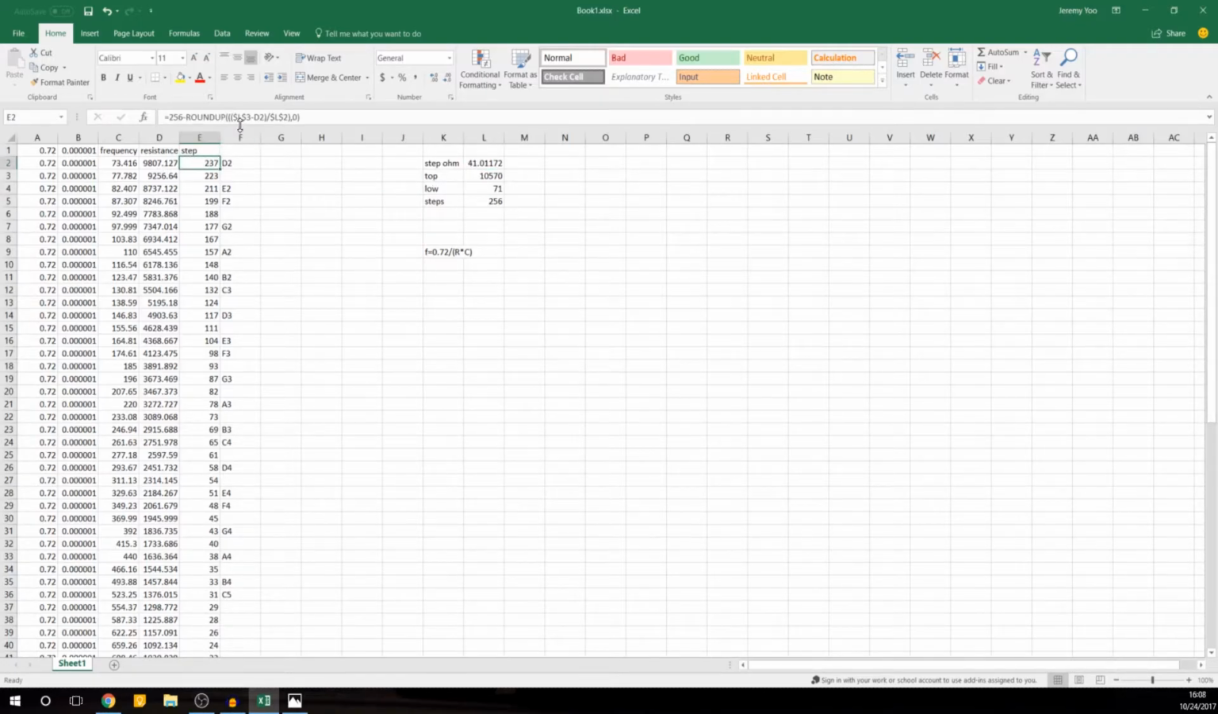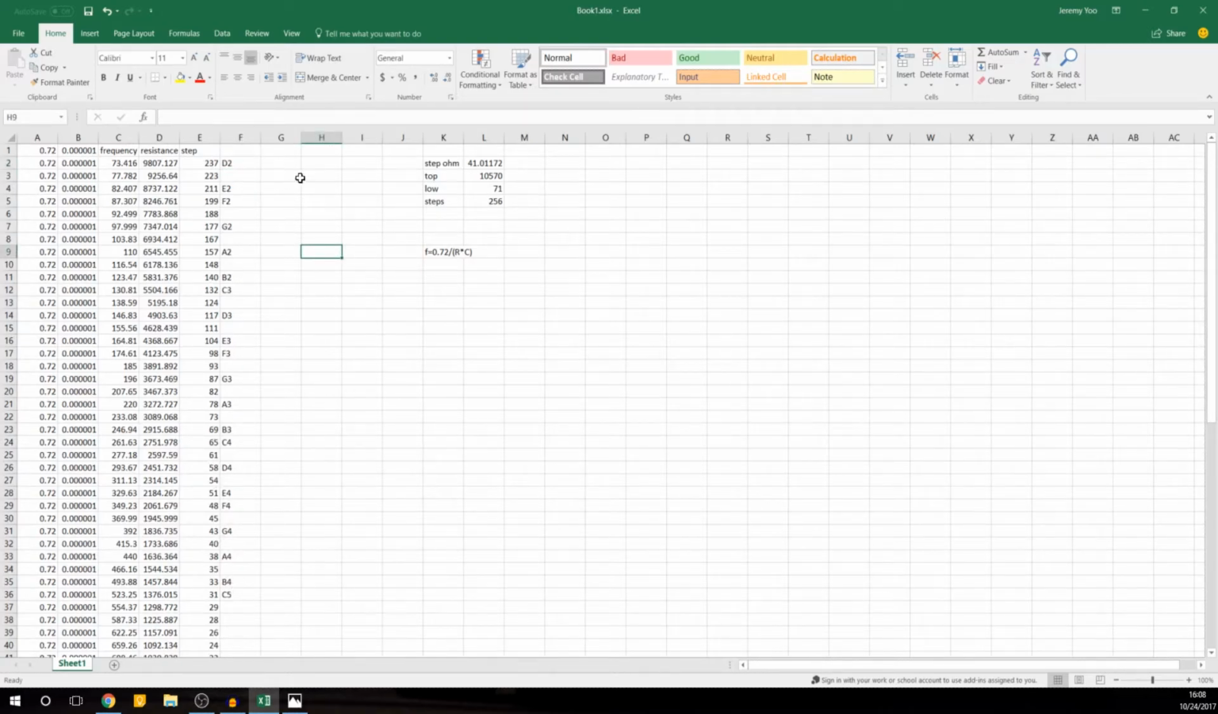Now what I'm going to do is subtract this resistance from this resistance and then divide that by the single step resistance. And I'm going to round that up to the nearest natural number and then subtract from 256. Then that's going to give you the difference between the top resistance and the current desired resistance, and then subtract that from 256, which is happening right here. And this is just a note of what note this is.